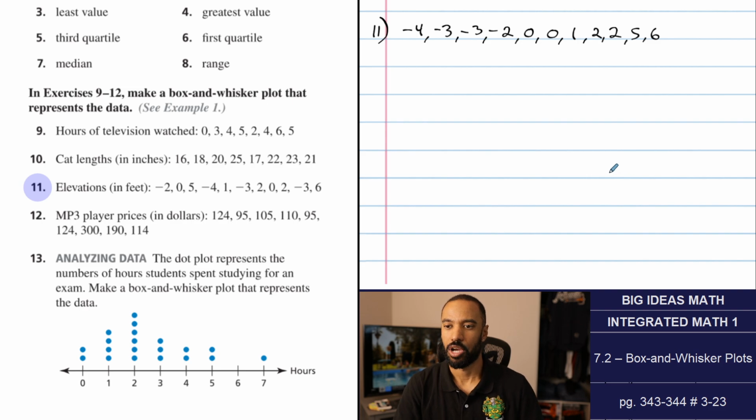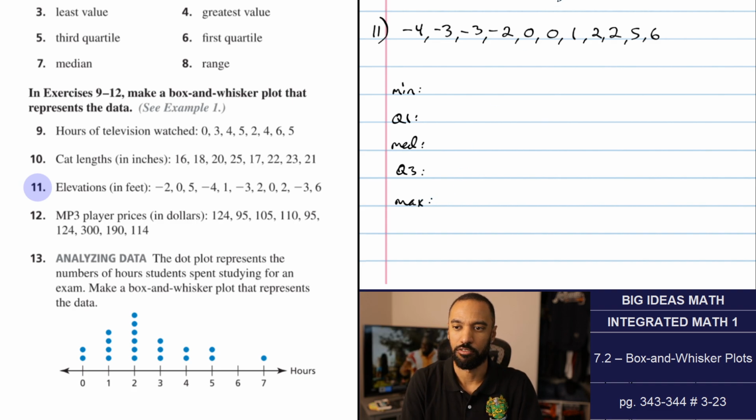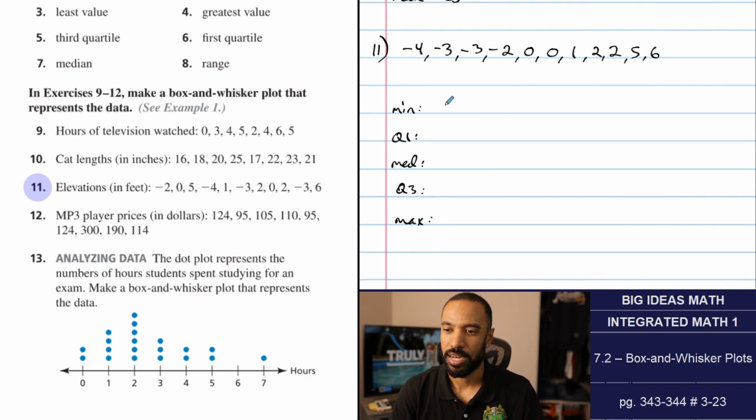Okay, so yes, always display them in that order. Please, please, please. Min, Q1, median, Q3, and max. What does this information have to say? All right, we got a -4 to 6. That is a range of 10.